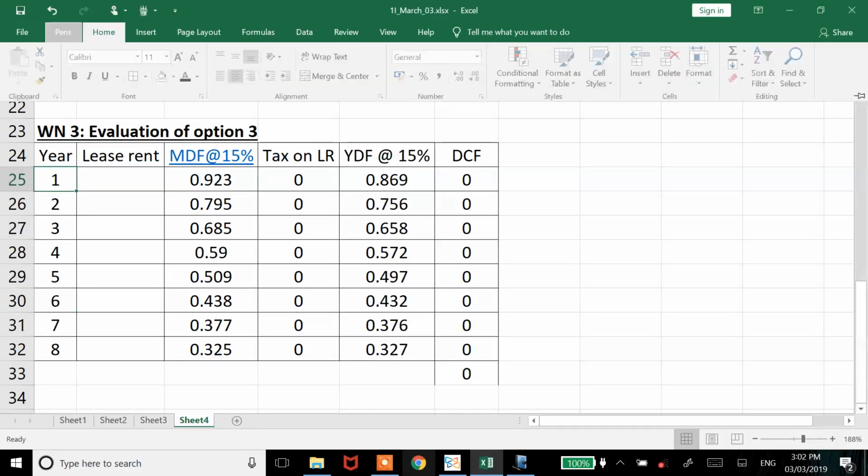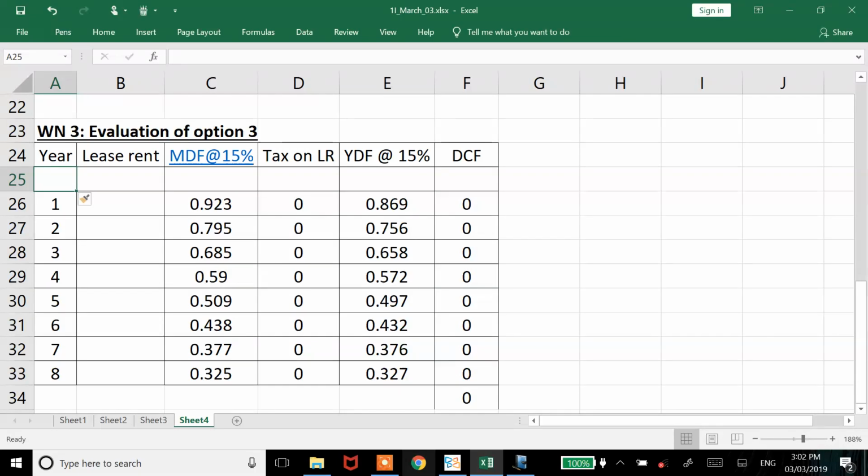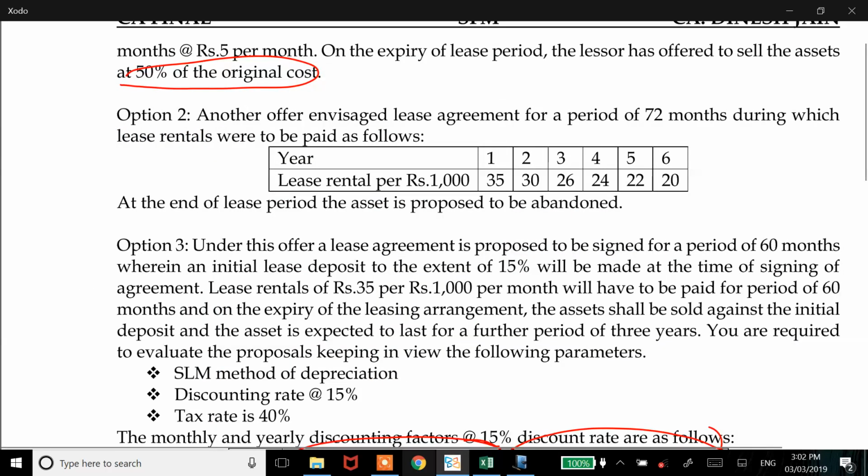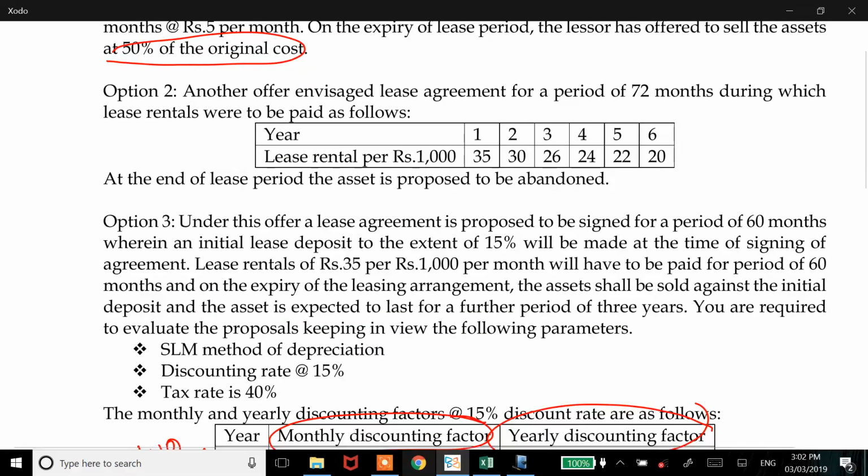Okay, when it comes to option 3, it will start with year 0. Listen for a minute. What they are saying is, under this offer, a lease agreement is proposed to be signed for a period of 60 months. 15% will be made at the beginning. 15% initial lease deposit. 15% of the cost of the asset.